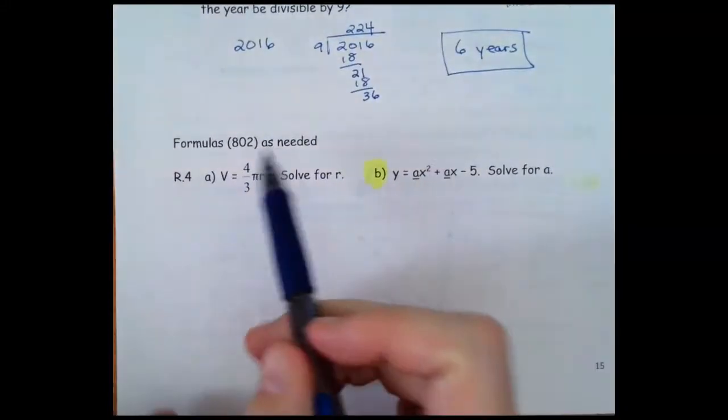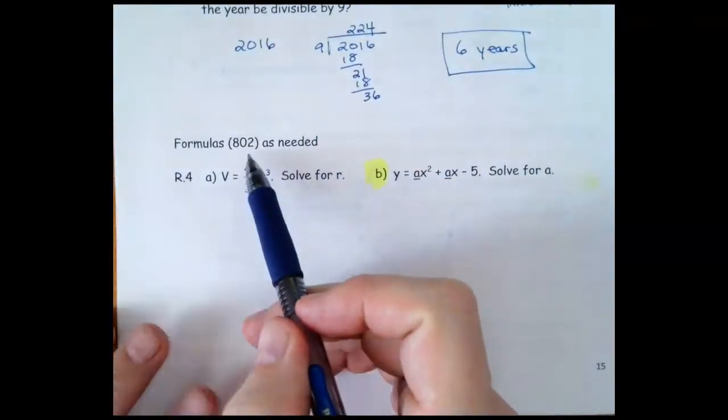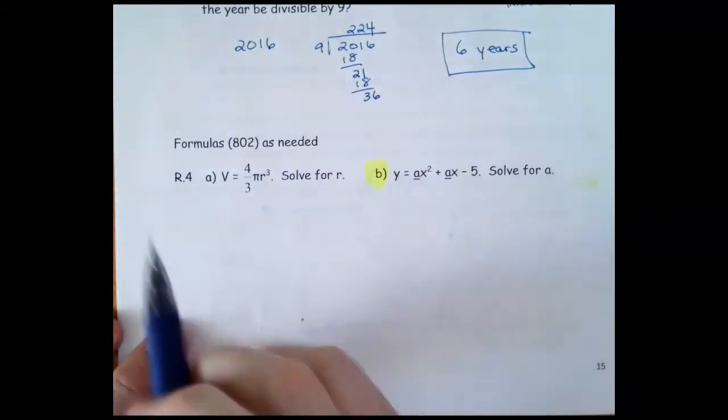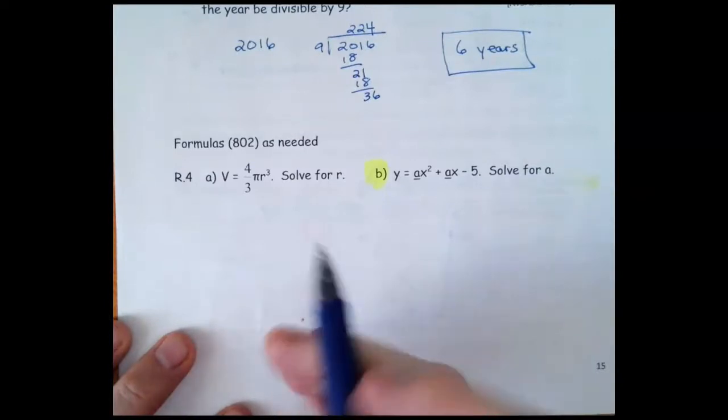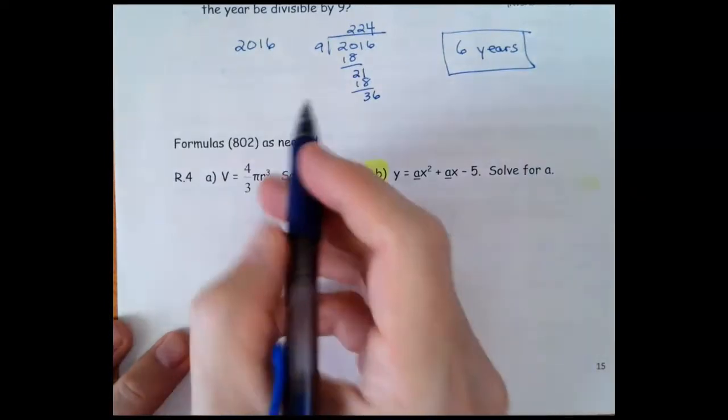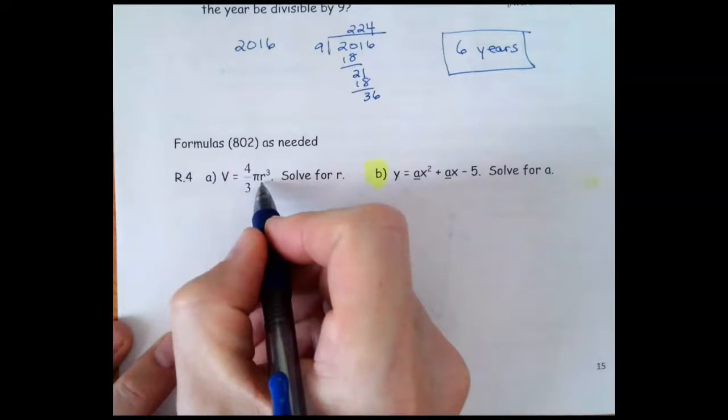Now, formulas. This is on page 802. So if you need to work a little bit with these, look on page 802, do a couple of the odds if you need to. It's optional. Okay, so solve for r. That means we want to get r by itself.